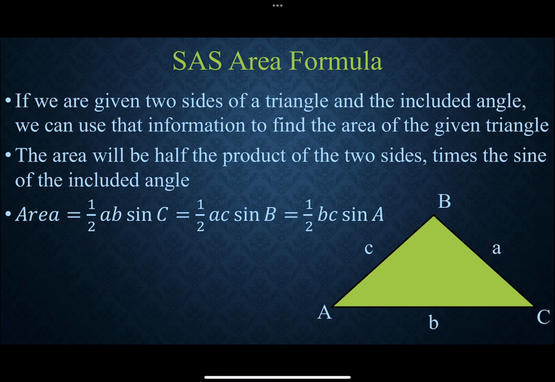The area is always half the product of two sides, the two given sides, times the sine of that included angle. So in this scenario right here with triangle ABC, area would either be half of AB sine C, because angle C would be in between sides A and B, or it's half of AC sine B, again B would be the included angle of AC, or it's 1/2 of BC sine A, A is the included angle of BC.